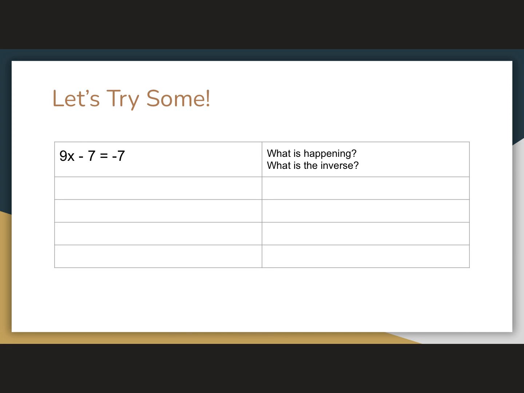Okay, last problem. Again, I want you to pause the video and see if you can do this on your own. What's happening? Well, first I am multiplying by 9. Then I am subtracting 7. So the opposite is going to be adding 7, then dividing by 9.